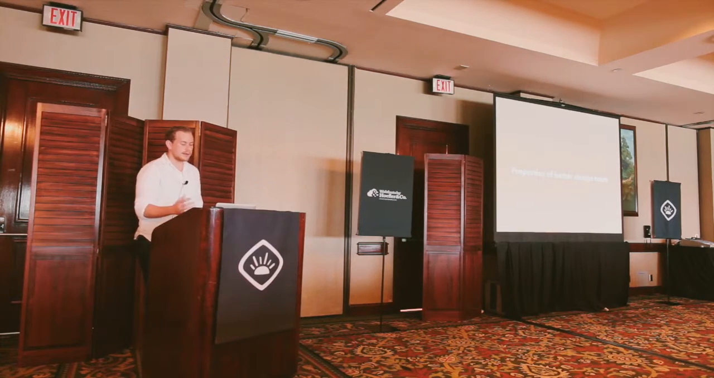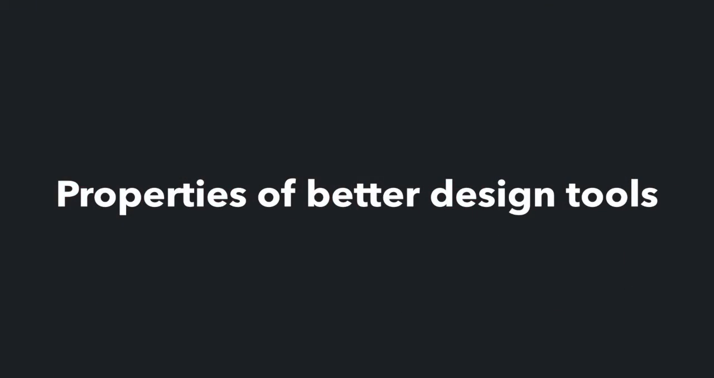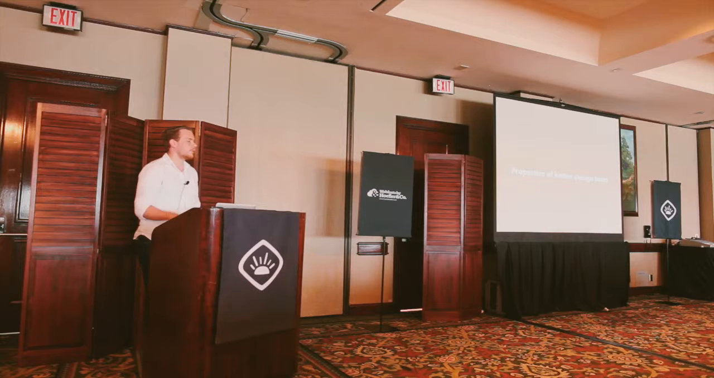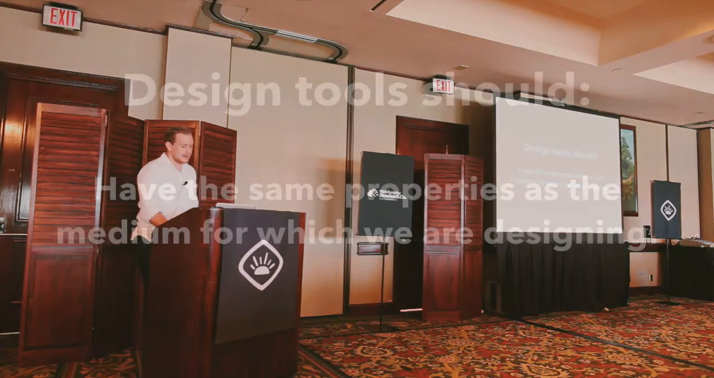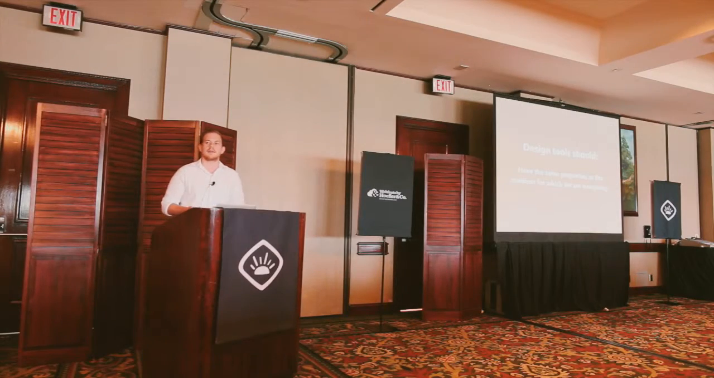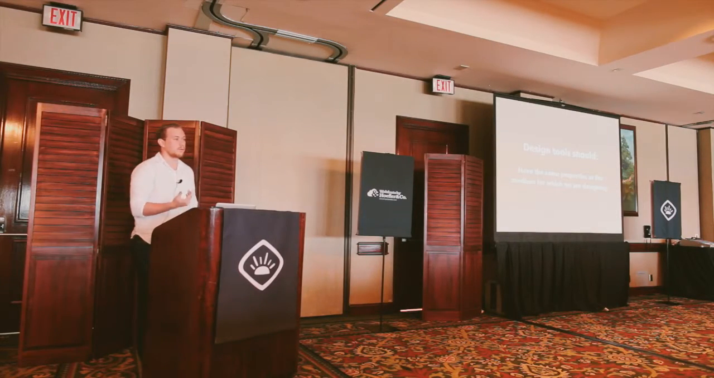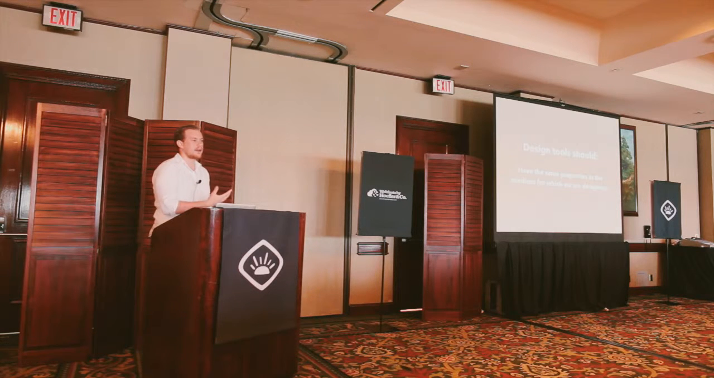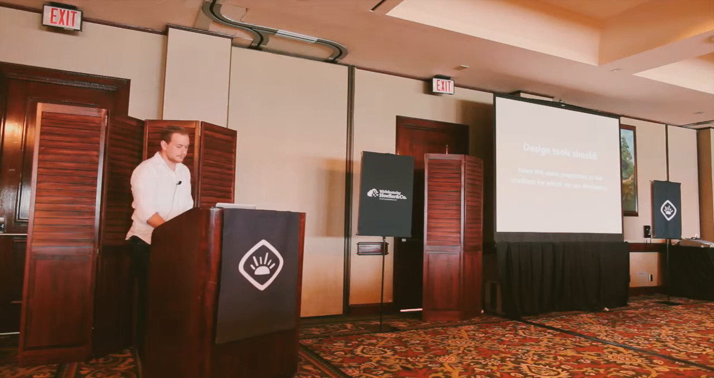So I have a few ideas about properties of better design tools. These are definitely not meant to be rules. These are just my ideas for ways in which we should think that will allow us to build better tools for software design and for interaction design. The first is that design tools should have the same properties as the medium for which we're designing. Things again like touches and orientation and state and device movement. Photoshop does not allow you to have these things. Design tools ideally would, so that we can have a better idea when we're designing of what it will feel like when we actually use it in the environment that it will ultimately live.